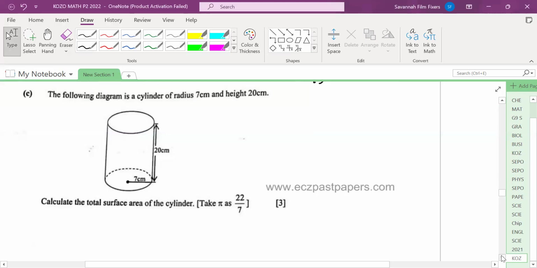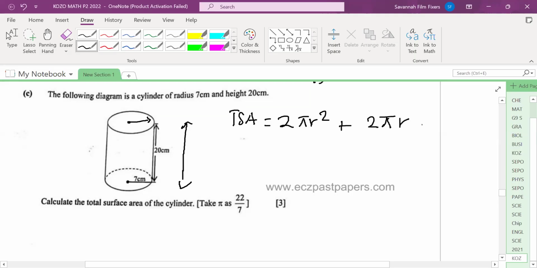The following diagram is a cylinder of radius 7 centimeters. Calculate the total surface area taking pi as 22 over 7. Total surface area equals: you have two circles with the same radius, a circle above and a circle below, so you have to account for the area. So 2 pi r squared, plus we have to account for the height as well, so plus 2 pi r h.